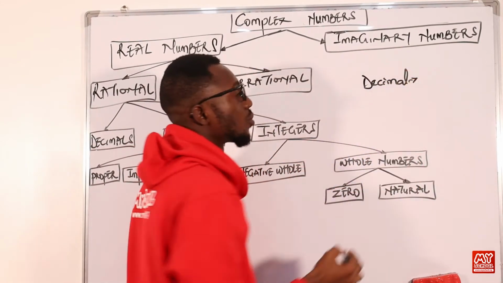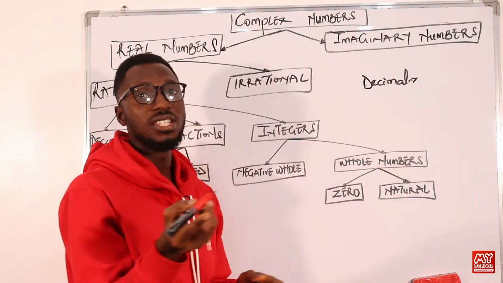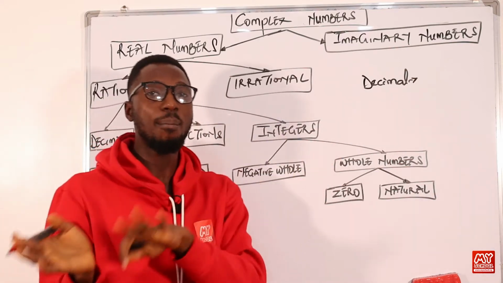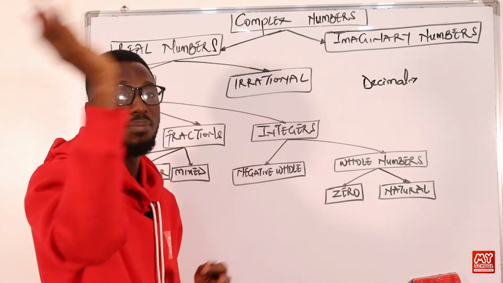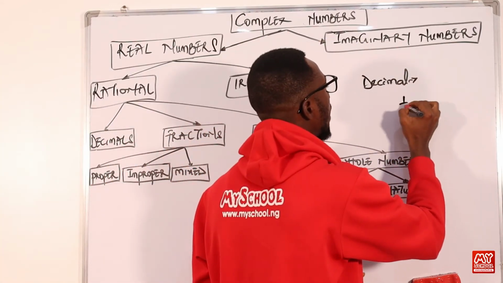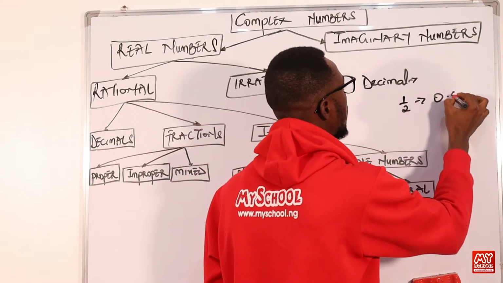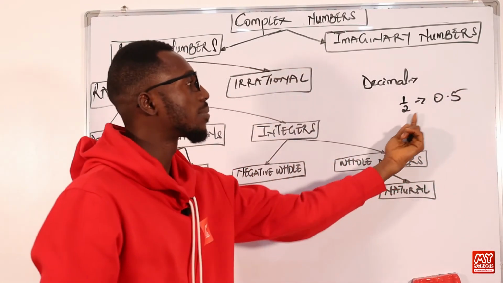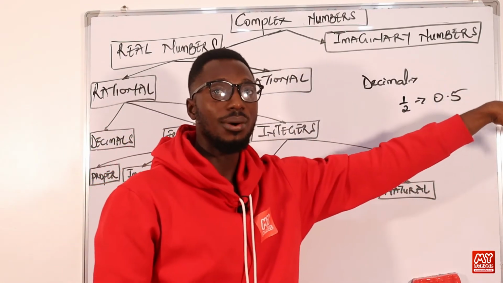Under decimals, we will surely find the decimal point. And under decimals, we have the integral part and the decimal part. So if I have 1 over 2, that is actually 0.5. You can see this part, your integral part, then the other side.